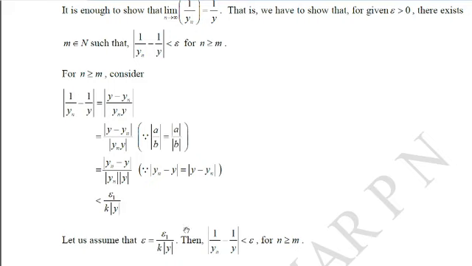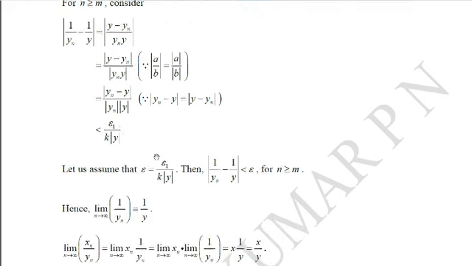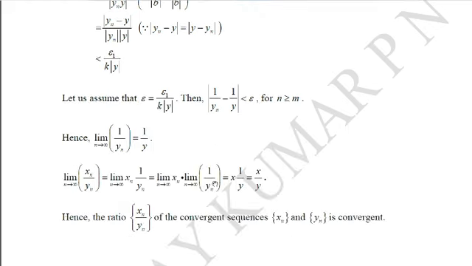Then mod 1 by yn minus 1 by y is less than epsilon for n greater than or equal to m. We are through. We have proved that limit as n tends to infinity 1 by yn is equal to 1 by y. Substitute that here. This is x into 1 by y, which is x by y. Hence, the ratio of two convergent sequences is convergent. And this completes the proof. Thank you.